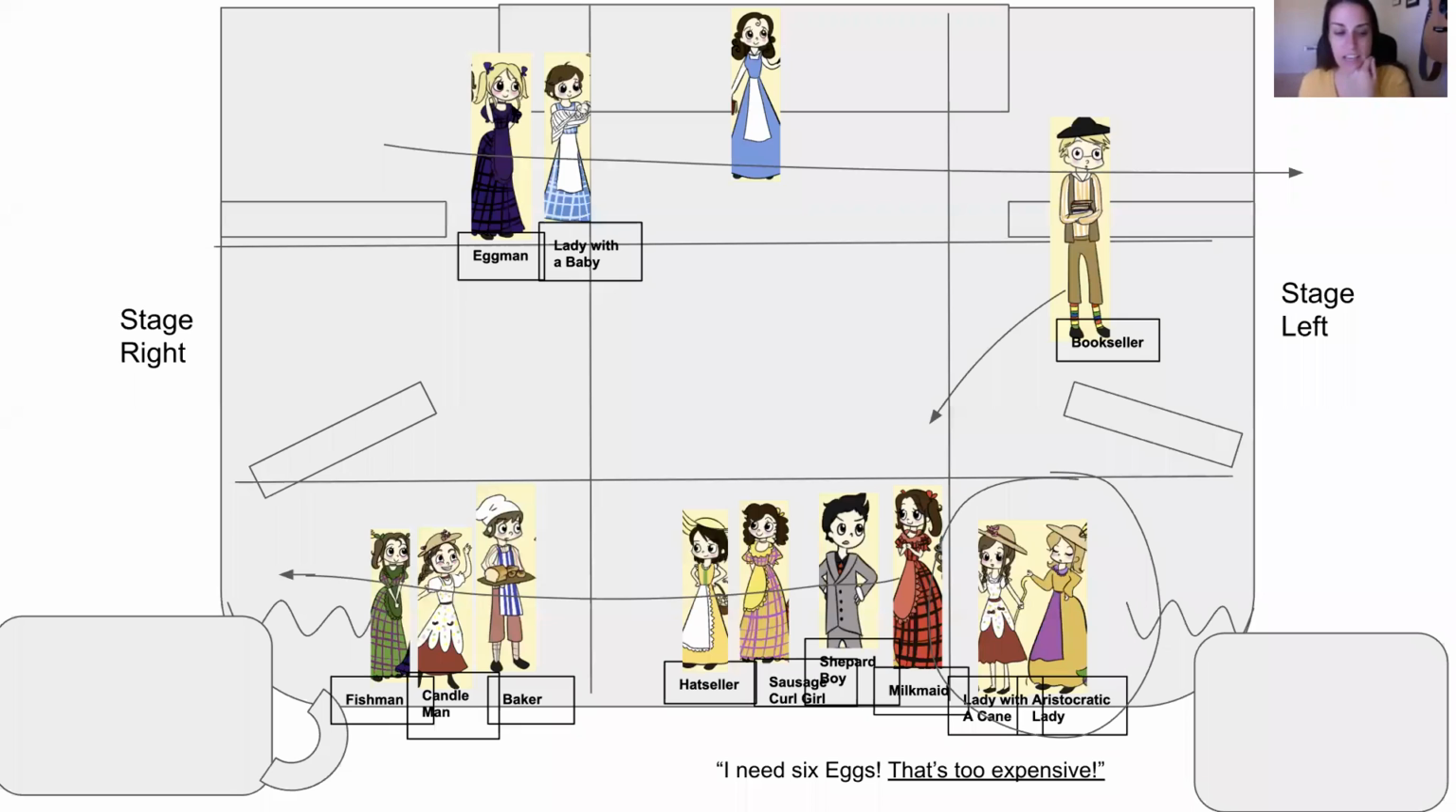So on I need 6 eggs, Fishman, Candleman, Baker, Hat Seller, Sausage Boy, Sausage Curl Girl, Shepherd Boy, Milkmaid, you're all going to be exiting stage right, wing 1, okay? And you're going to follow in a line. So Fishman is 1, Candleman is 2, and et cetera. And if you stay in that line, it's going to be really easy for your next entrance.